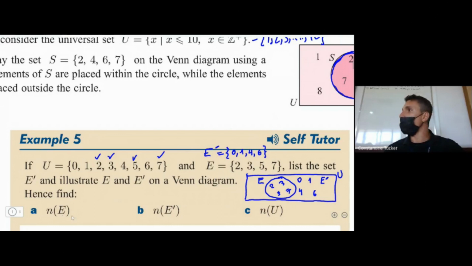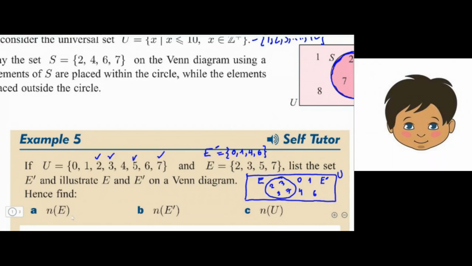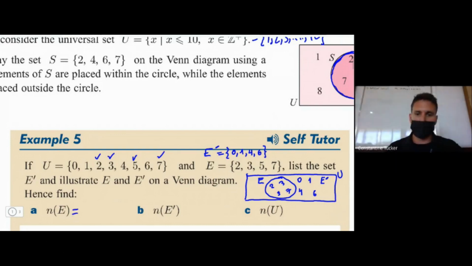n of E. What does that n represent, guys? Do we remember n of E? All the numbers inside the set. Exactly. Thank you. So here, the numbers inside the set E, how many do we have? 1, 2, 3, 4. Easy peasy, lemon squeezy.